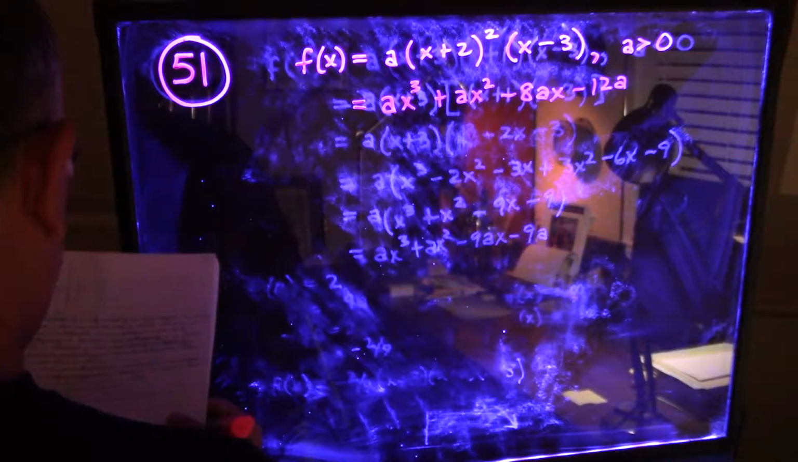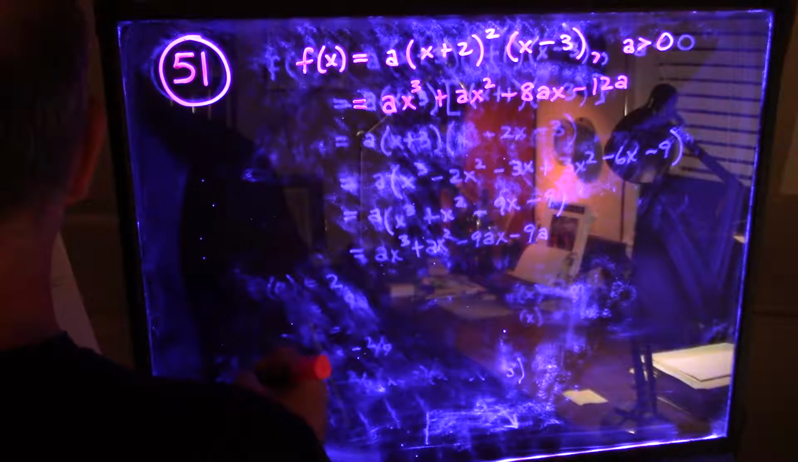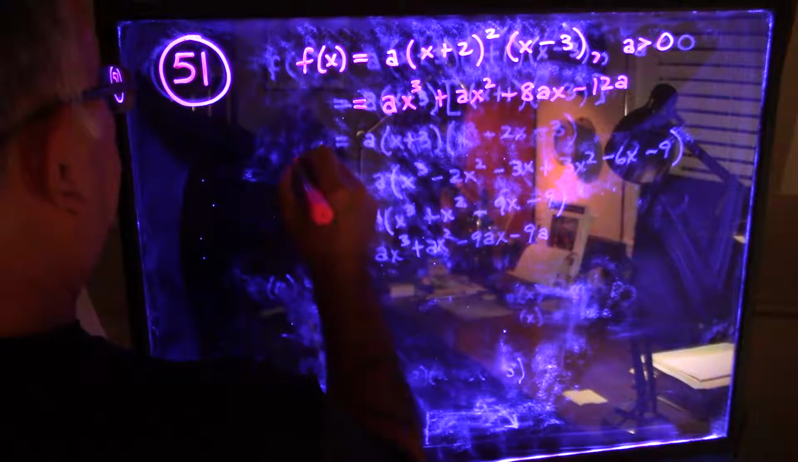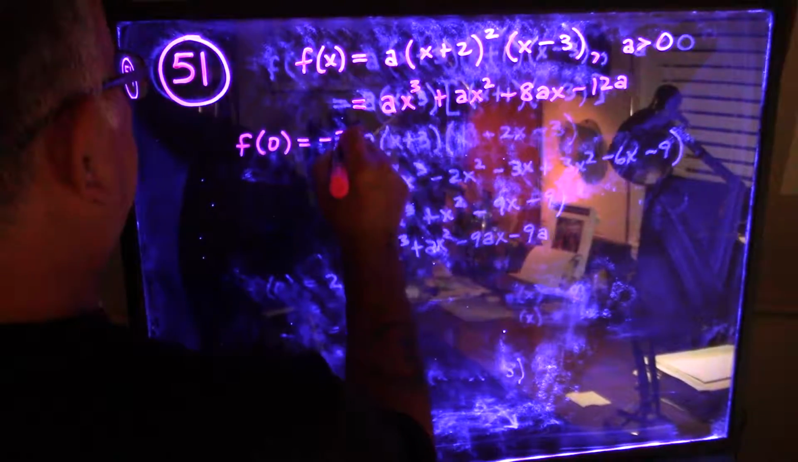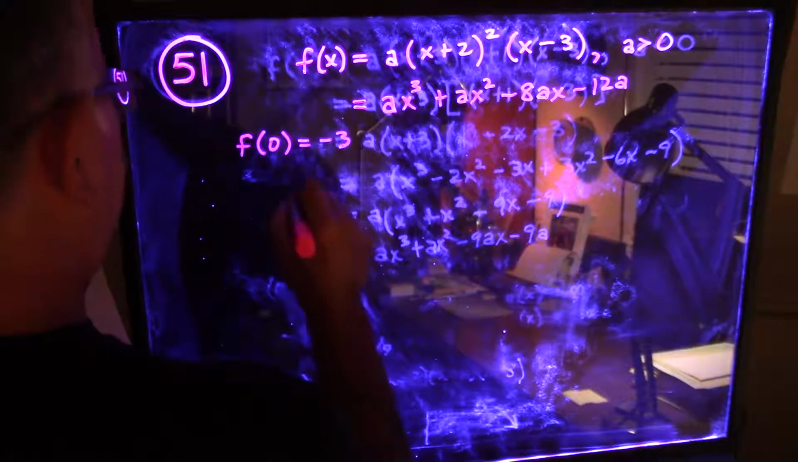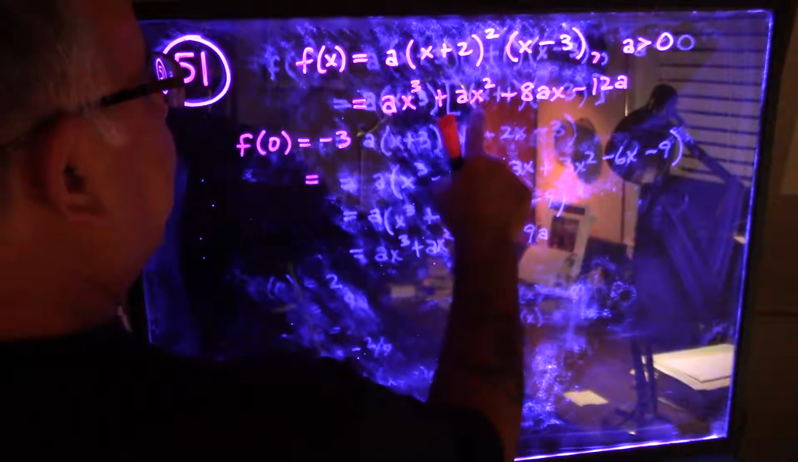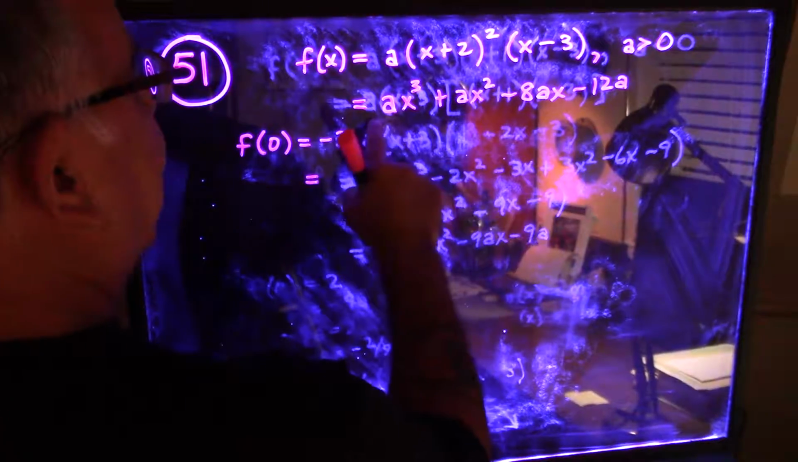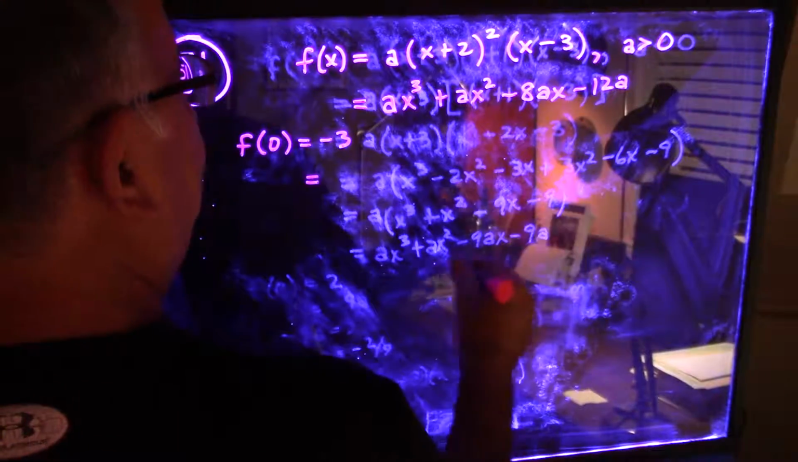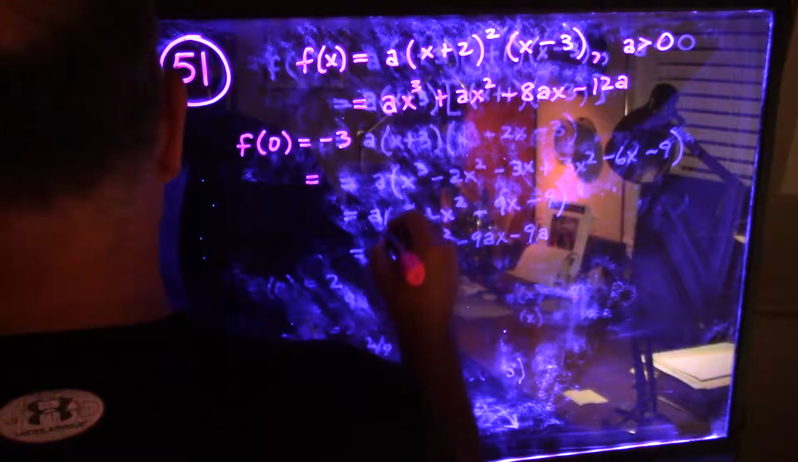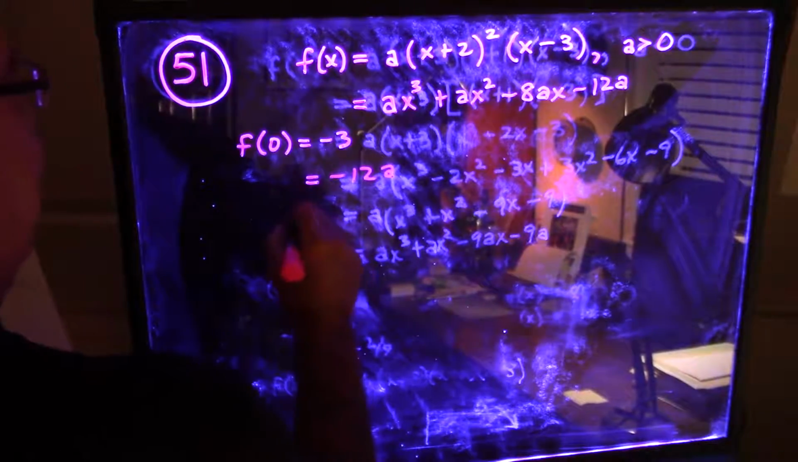Okay. Now if you look at the y-intercept, it's at negative 3 on the y-axis. So f of 0 equals negative 3. All right, well, what is f of 0? F of 0 equals, you let x equal 0 here, here, here. All of these terms vanish. They become zeros. You're just left with minus 12a. Okay, so minus 12a, and that's going to equal negative 3.